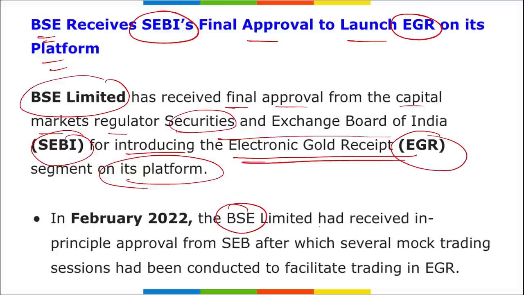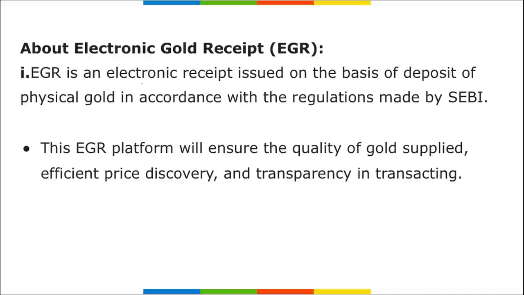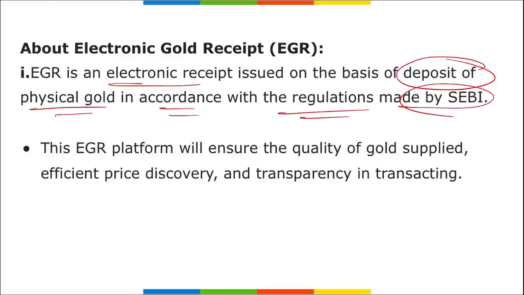So BSE Limited had received in-principle approval from SEBI, after which several mock trading sessions were conducted to facilitate the trading in the electronic gold receipt. What is this? EGR is an electronic gold receipt issued on the basis of the deposit of physical gold in accordance with the regulation made by SEBI. That means if a vault is holding a certain amount of gold, then only we will be able to buy that gold, but the gold will remain in the vault itself. We can just trade in them. We can just provide liquidity into them, that yes, for this amount we are buying. Say for example, I am buying 1 kg of gold.